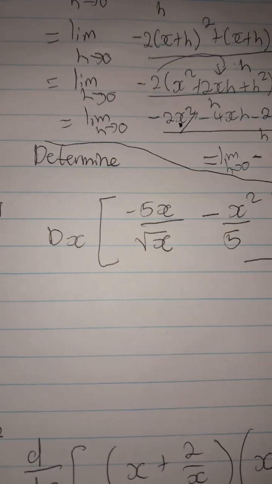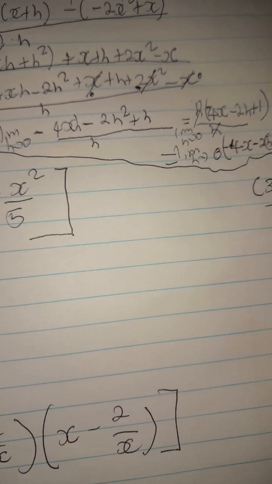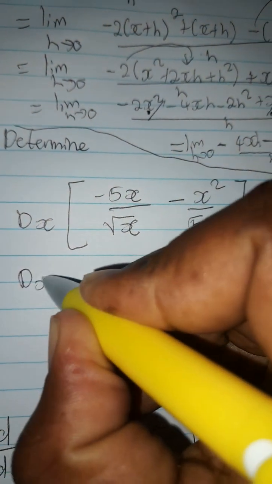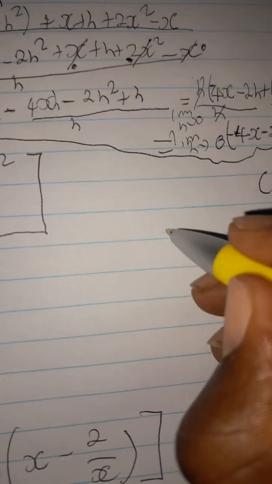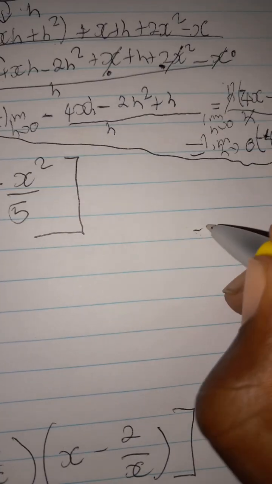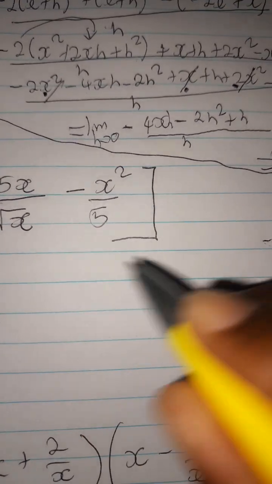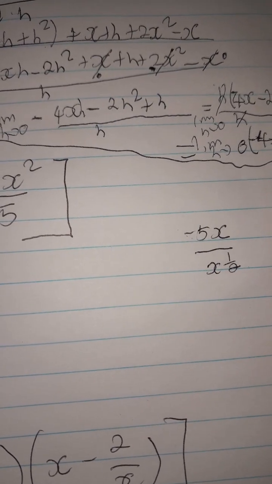Second question is d of x. We need to differentiate in terms of x. What are we left with? How many marks is it? 3. Okay, so let's work out what is inside the brackets first, guys. To make our life simpler, let's do this aside. So you have negative 5x divided by root x. The root x, you change it to x to the half.